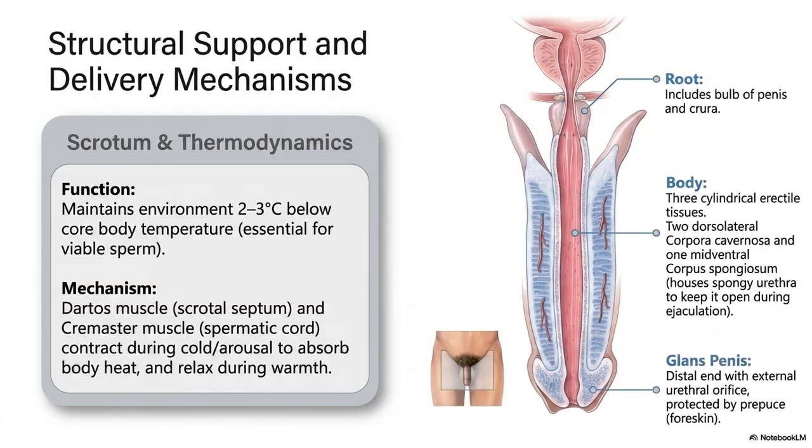Now the body part, which is the main part, consists of three cylindrical erectile tissues, that is two dorsolateral corpora cavernosa and one medial corpus spongiosum. These muscle masses are covered by skin, fascia, and tunica albuginea.